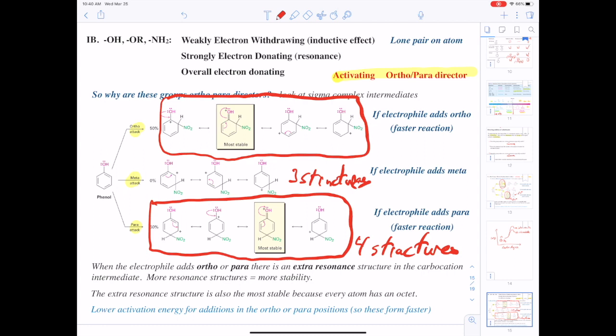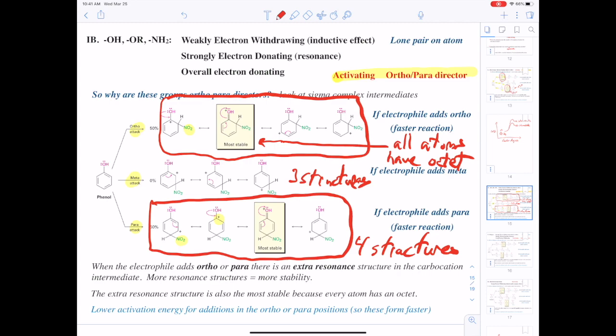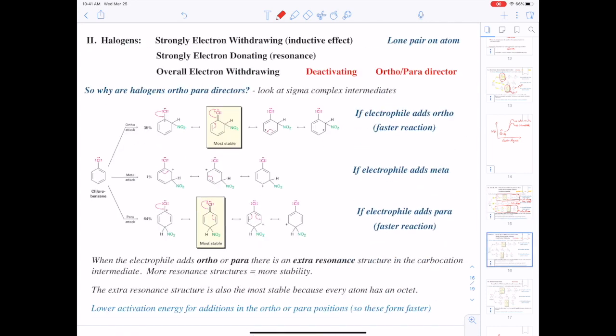Well, when you have the carbocation located right here, there's a possibility to move the lone pair electrons from the oxygen to form a pi bond to that carbon. And that only occurs when you have an ortho attack or para attack. It does not occur when you have a meta attack. So you do not get the extra structure. So the extra structure lowers the energy, but not only that, that extra structure is extra stable because all atoms have an octet. And that is especially stable. We do not get that in the meta addition.